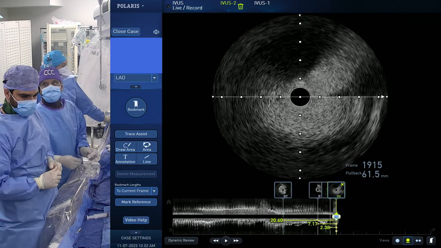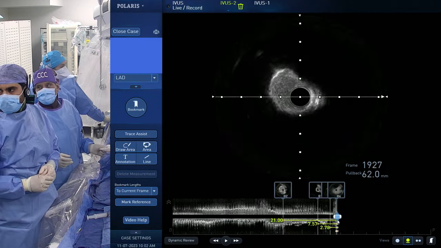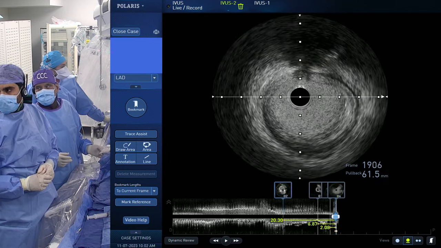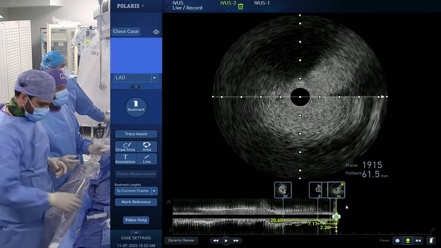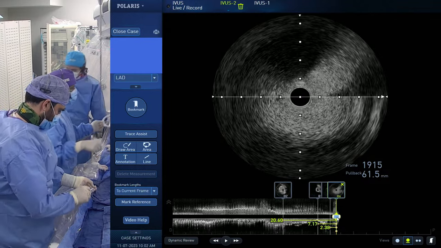But from your side, is it 20 millimeters or 18, from the ostium of the LAD to the edge of the stent? 20. Good, 23 is good then, because we have no other choice. It's not 18. It's called EYE IVUS.